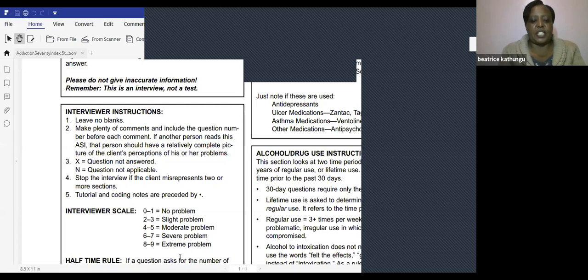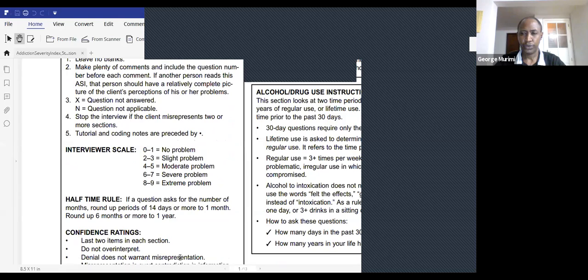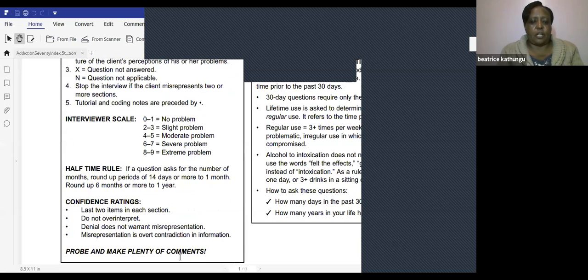I think the other one is the halftime rule Moses has told us. If you're required to give a number, like a number of months, and the client talks about 14 days or 15 days, you round that off to a month. If you're supposed to give it in terms of years, then there are 6 months, and anything above that, you round to 1 year. The other one is the confidence ratings.